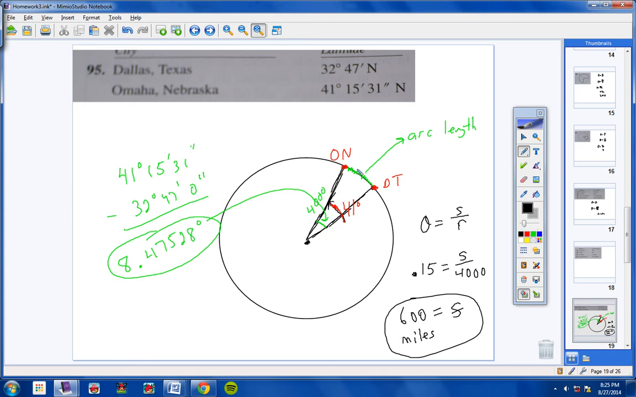Now, the back of the book has 591.08 miles. We're close enough. I rounded probably where they did not round, but nonetheless, that's how you would do that.